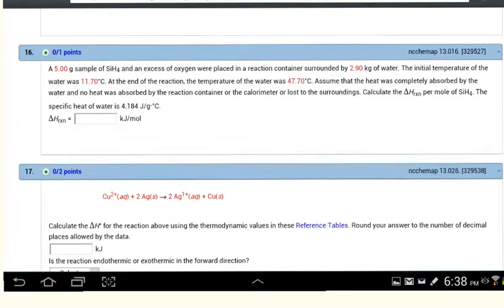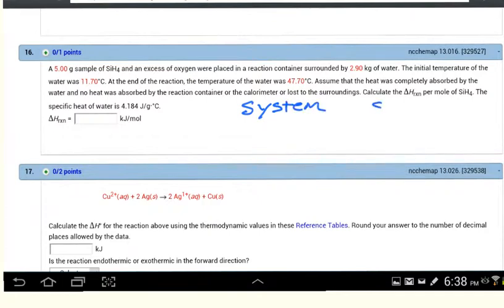Problem 16 is a calorimeter problem. Unlike the previous calorimeter problem, though, it's one that actually undergoes a reaction as opposed to just finding the specific heat of something. When we're doing calorimeter problems, remember it's best to divide the world up into system and surroundings. So let's do that.